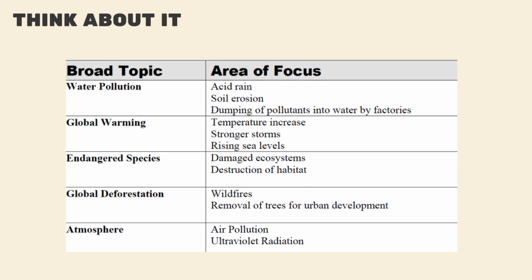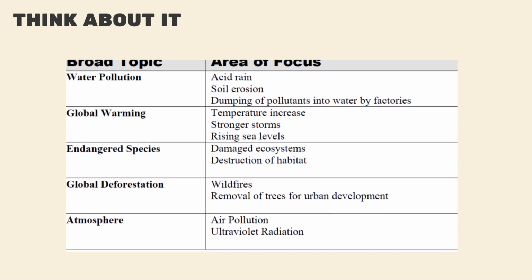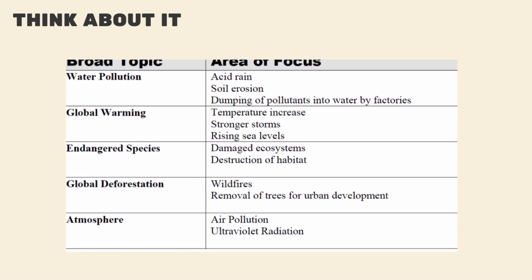Here are your topics to choose from. You have 5 broad topics and then areas of focus. So you're going to be doing your research on one of these areas of focus. For the purposes of this video, we're just going to talk about acid rain. So, if I were to choose that, my broad topic is water pollution, and my area of focus is acid rain. So I'm going to be doing all of my research on acid rain, but you can choose any of these areas of focus here.